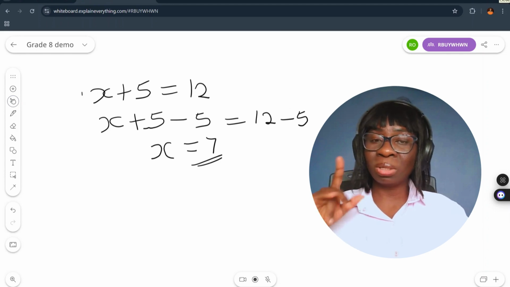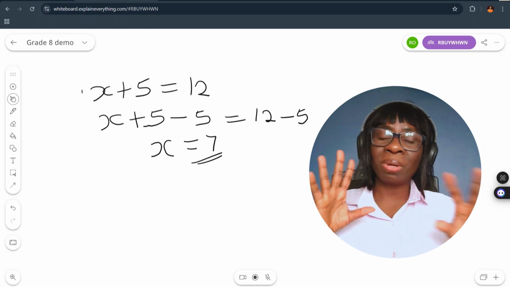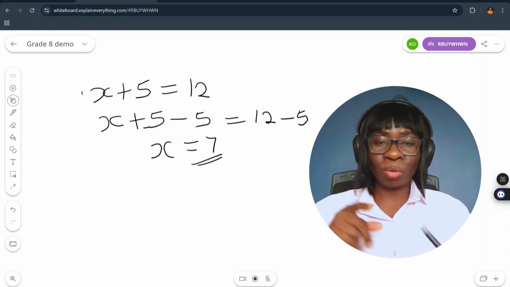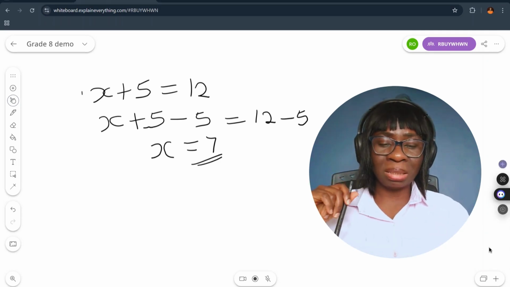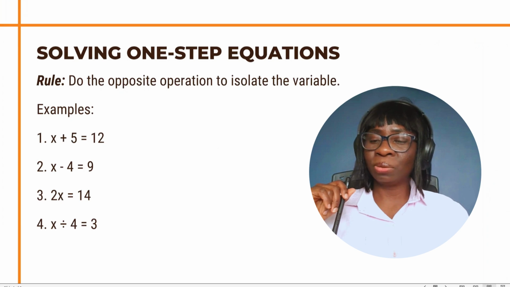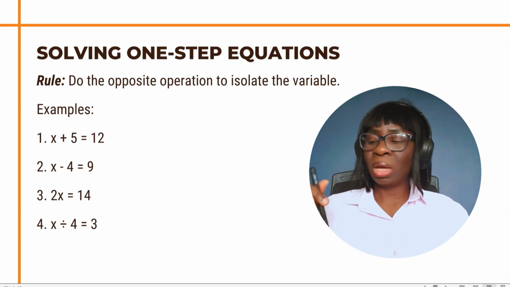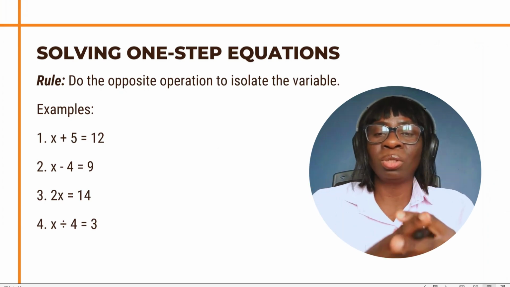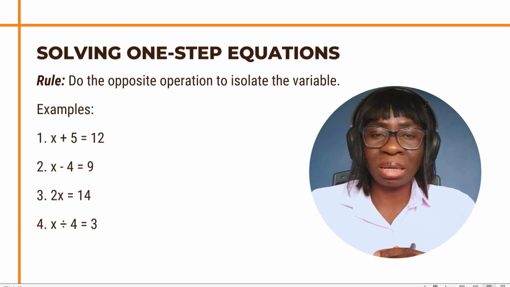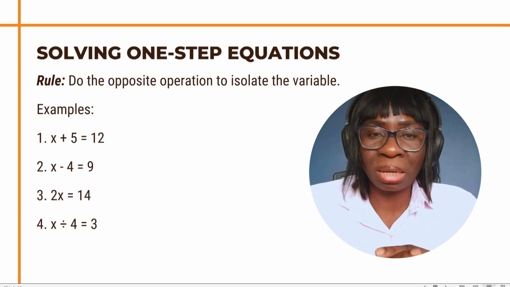Don't forget we call it one step. That means you are only performing one task in that equation. So now let's look at the second equation. It says x minus 4 equals 5. So tell me, how do we solve x minus 4 equals 9? What are we going to do to both sides?